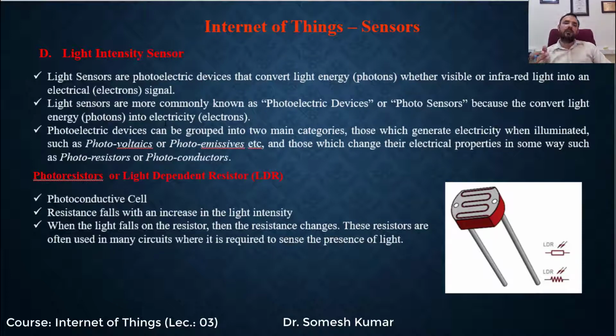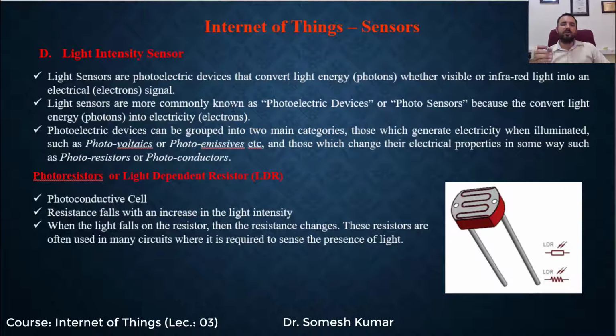Fine. So light sensors are commonly known as photoelectric devices or photosensors because they convert photons into electrons. Basically, photoelectric devices are grouped into two main categories. One generates electricity when light falls on it. Those devices are called photovoltaic or photoemissive devices. The second one changes electrical properties. When light falls on it, its electrical characteristics like resistance or capacitance change. Those devices are called photoresistors or photoconductors.